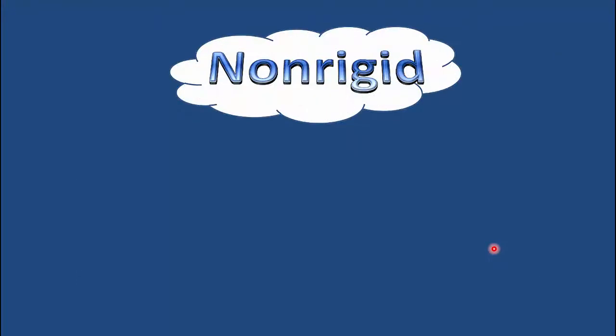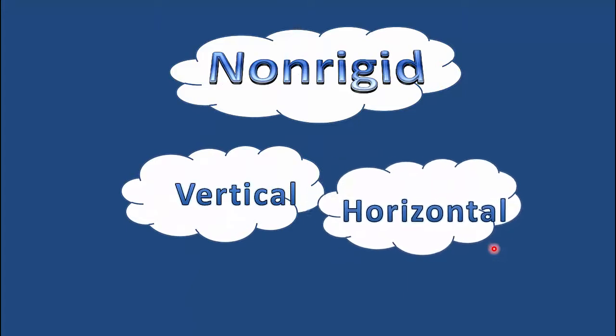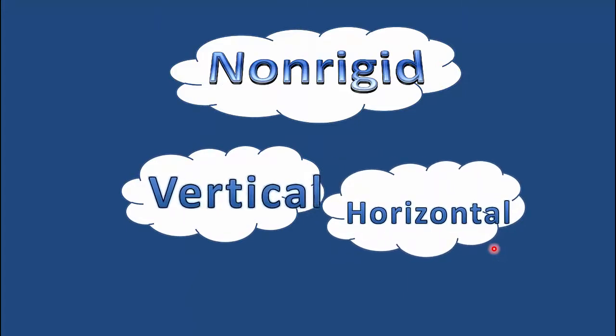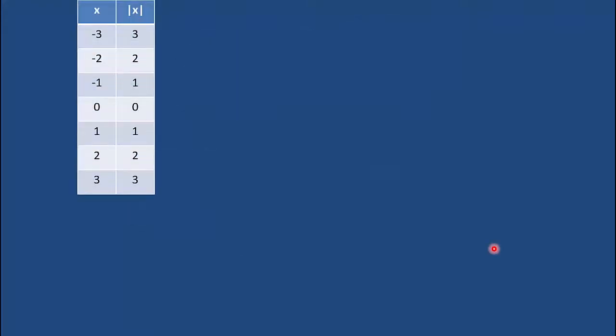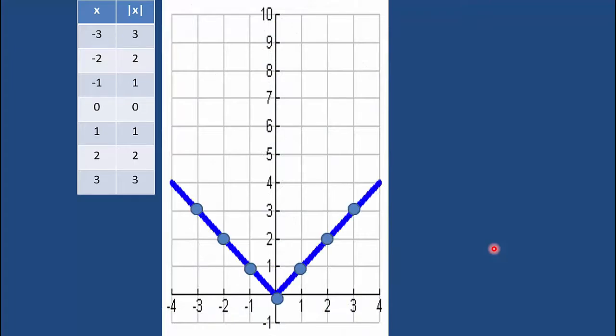So now let's transition over. We've looked at rigid shifts. Now let's just quickly look at non-rigid shifts. We're going to look at vertical, horizontal. But first of all, I want to take a look at the vertical. And once again, I'll start with this absolute value function. We know what the absolute value function looks like.